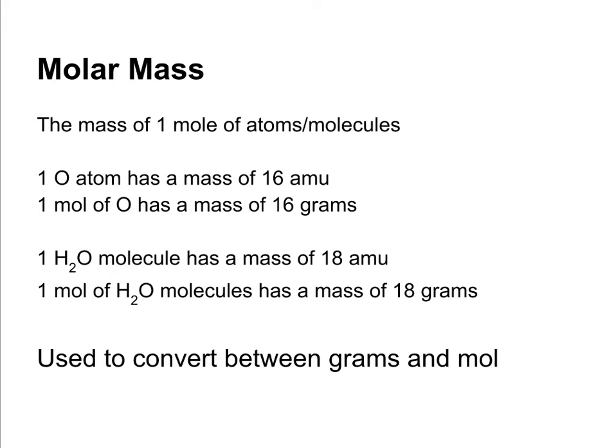It applies to molecules and formula units as well. If we have one water molecule, it's got a mass of 18 atomic mass units, 16 from the oxygen plus 1 each from the 2 hydrogens. If we have a mole of water molecules, it's going to have a mass of 18 grams. And it's used to convert between grams and moles.